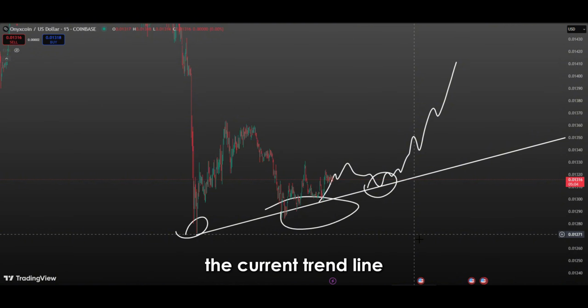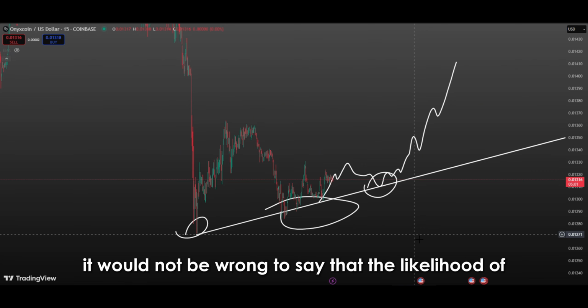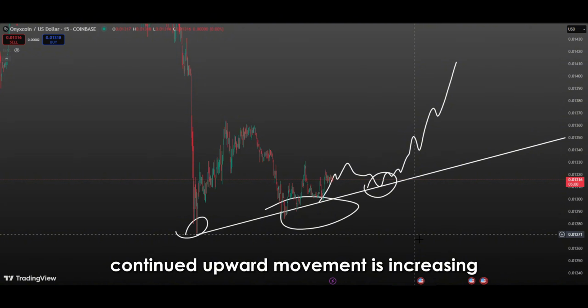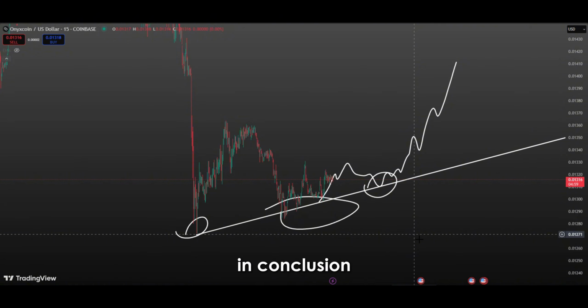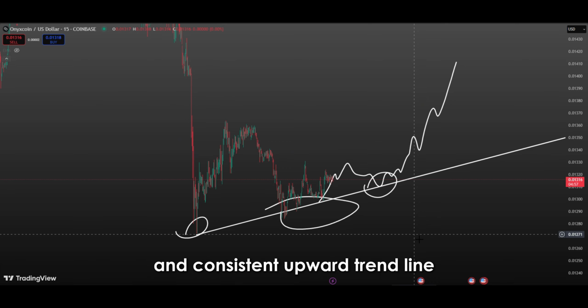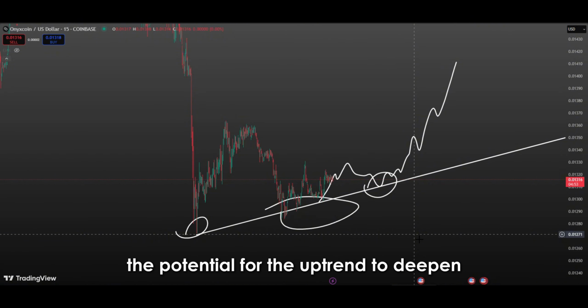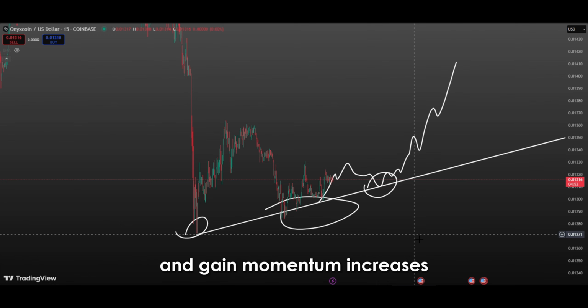The current trend line leaves a highly positive impression in this regard, and as long as the price remains above it, it would not be wrong to say that the likelihood of continued upward movement is increasing. In conclusion, the fact that the price is moving in a distinct and consistent upward trend line is a highly positive development from a technical analysis perspective. As the price continues to respect this line, the potential for the uptrend to deepen and gain momentum increases.